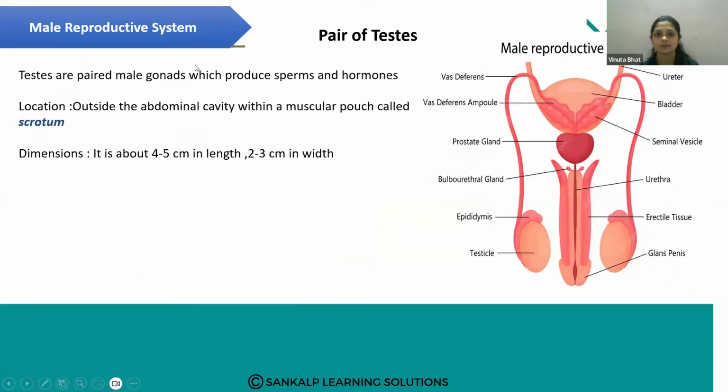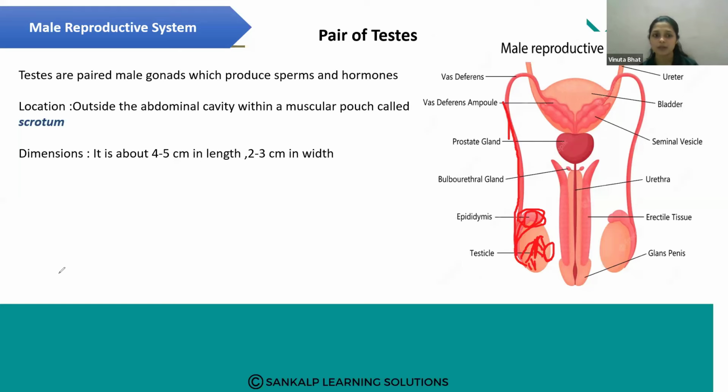Yes, here the sperms are produced inside the seminiferous tubules, and all the seminiferous tubules open into the rete testis. So just imagine this is the rete testis, and rete testis to the vasa efferentia. Then vasa efferentia opens into the epididymis. So this is the epididymis, and from the epididymis the sperms transfer to the vas deferens. This is the vas deferens.